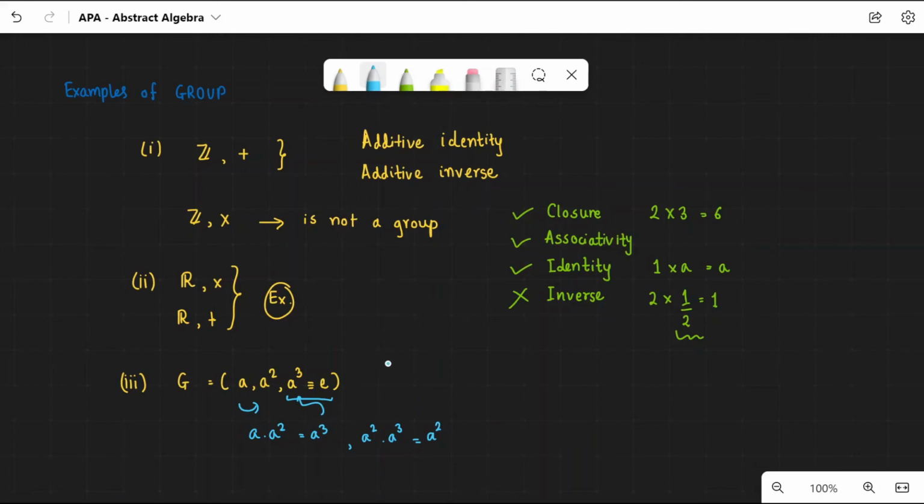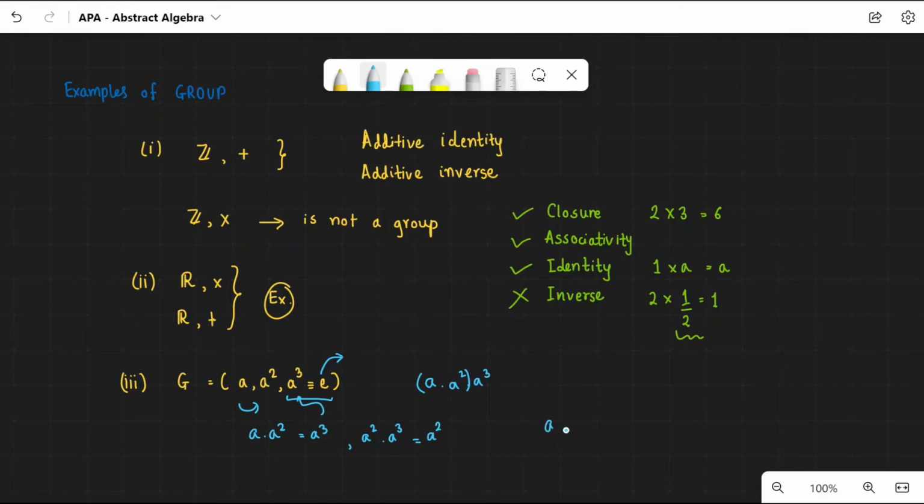Associativity is also followed, like you can take multiplication of a squared and a cubed. The order in which we do the multiplication does not matter. Okay, so associativity is also satisfied. Identity is predefined, so the third property is also satisfied. And for the inverse, a is the inverse of a squared and vice versa.